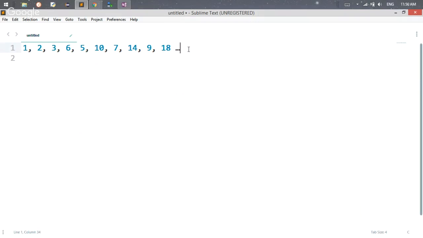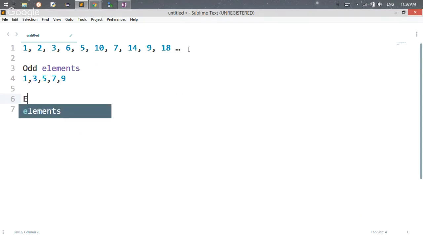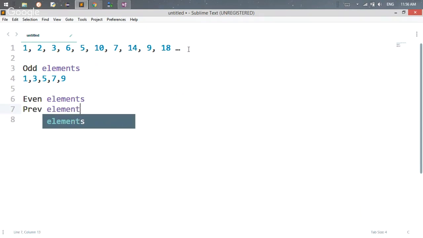Now if you observe this, all the odd elements are 1, 3, 5, 7, 9, and it goes on, right? Now all the even elements are the previous element into 2, right? You can observe that previous element into 2. That is what the first series says, right?